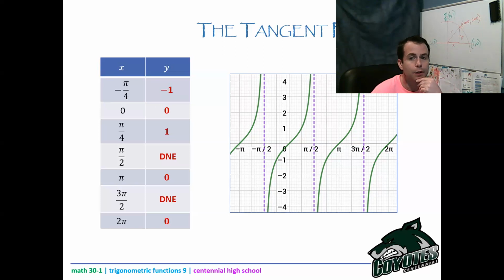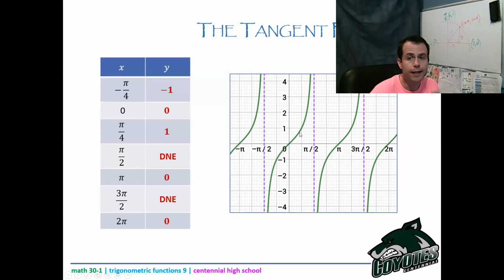And then we could plot in the zeros pretty easy. Okay, so I had 0 and pi and 2 pi. I also have one at negative pi here. And then we noticed that at a quarter pi, we were at 1, and at negative a quarter pi, we were at negative 1. And that gives it this kind of curve right in here.